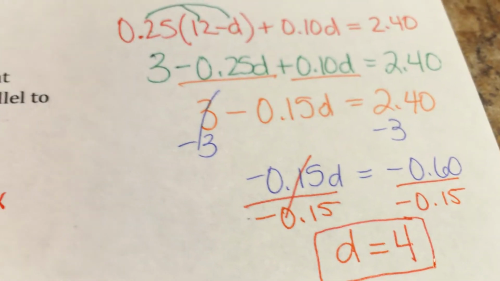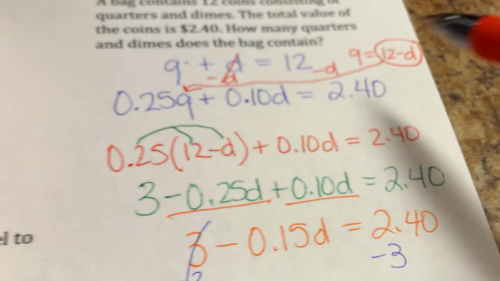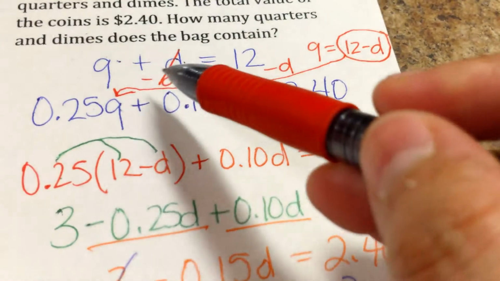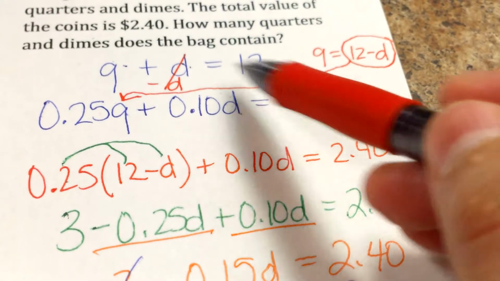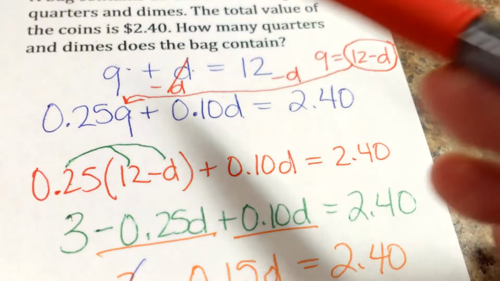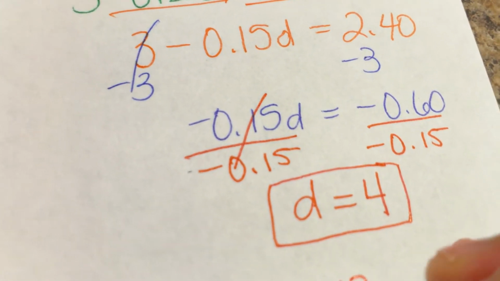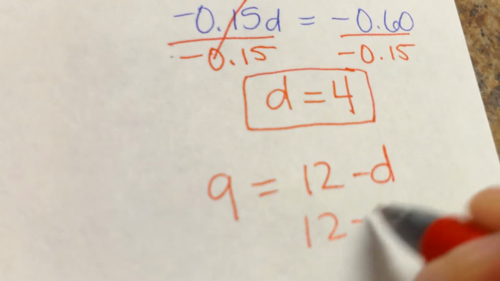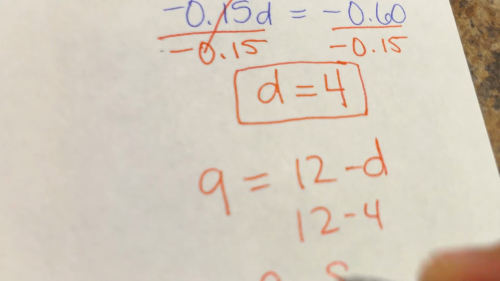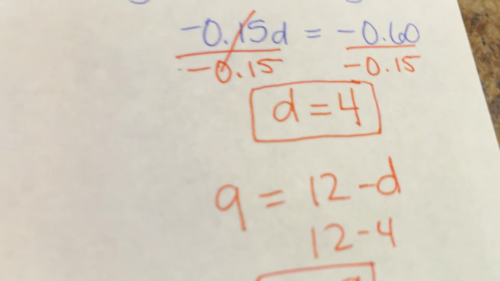Okay, since we found it being 4 dimes, and here it's a total of 12 coins, if there's 4 dimes, then there must be 8 quarters, because quarters equals 12 minus D. So 12 minus 4, so there's 8 quarters. That's using substitution.